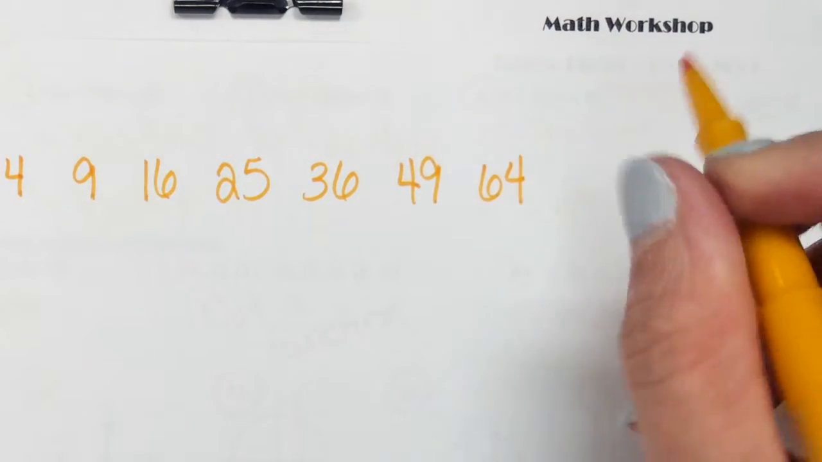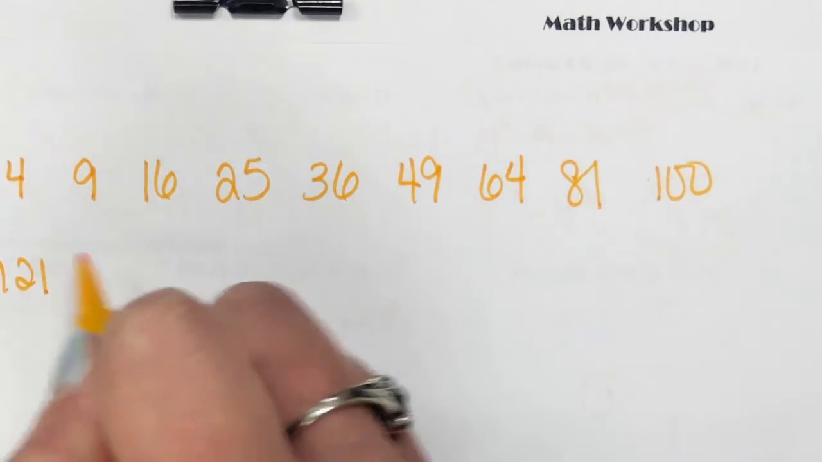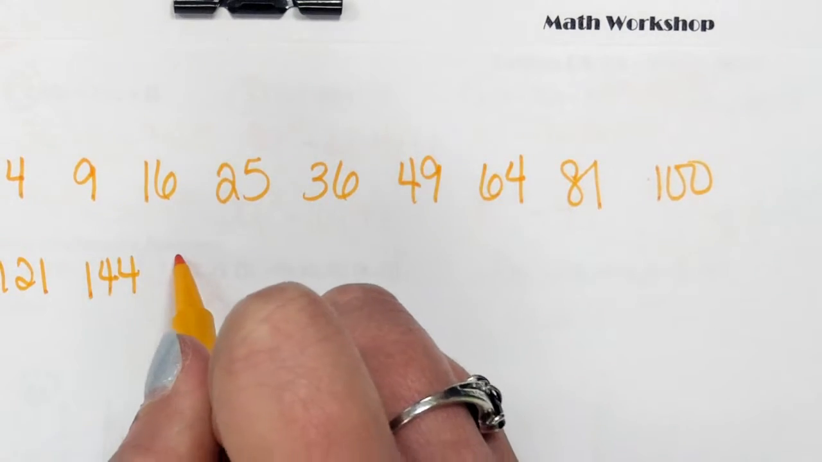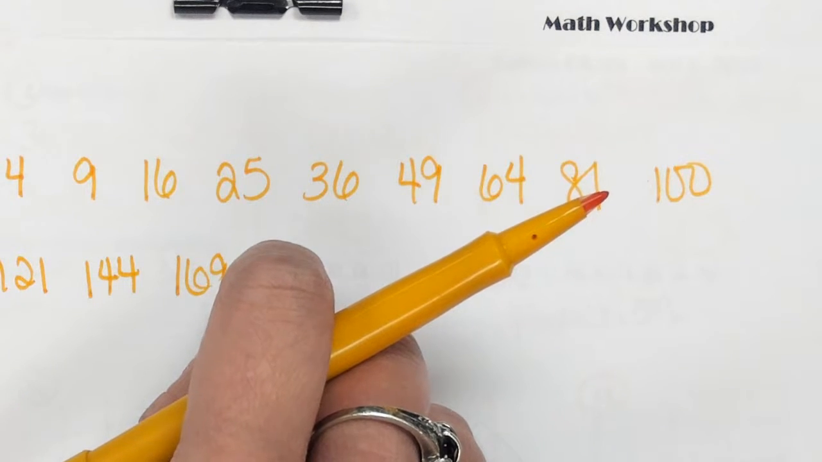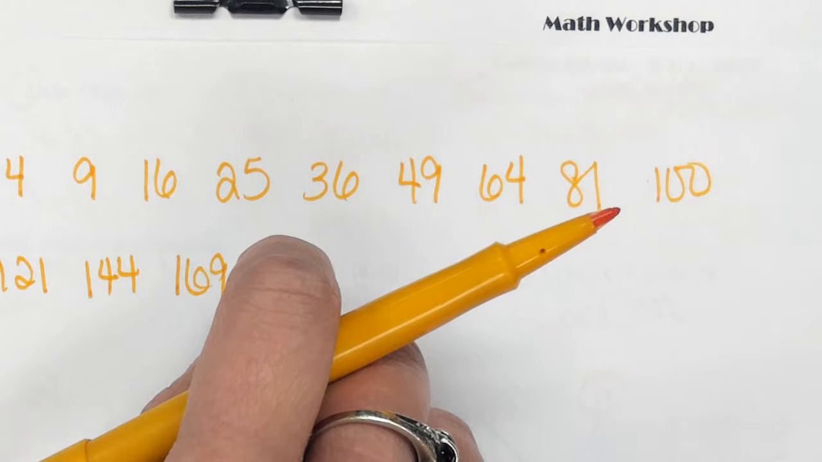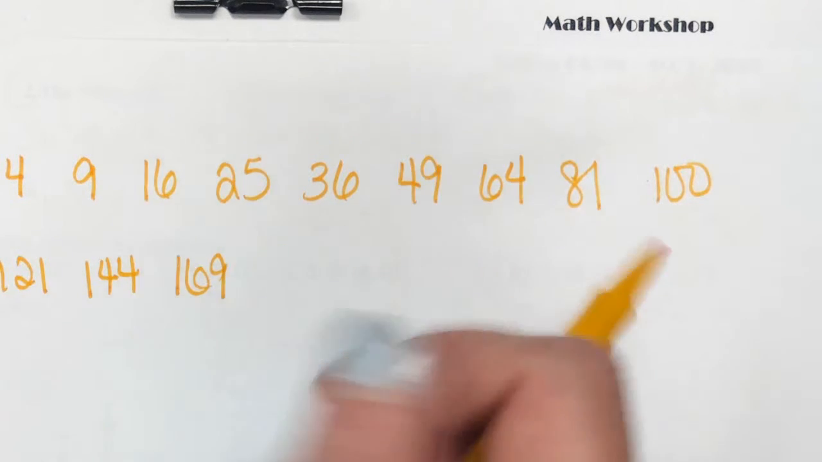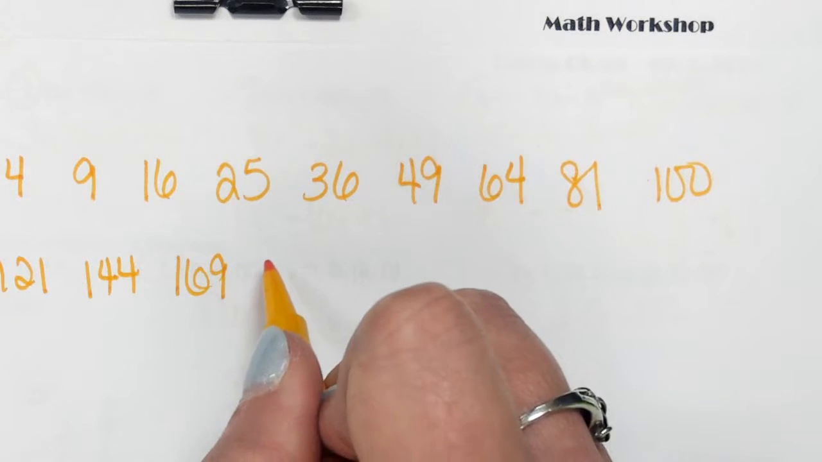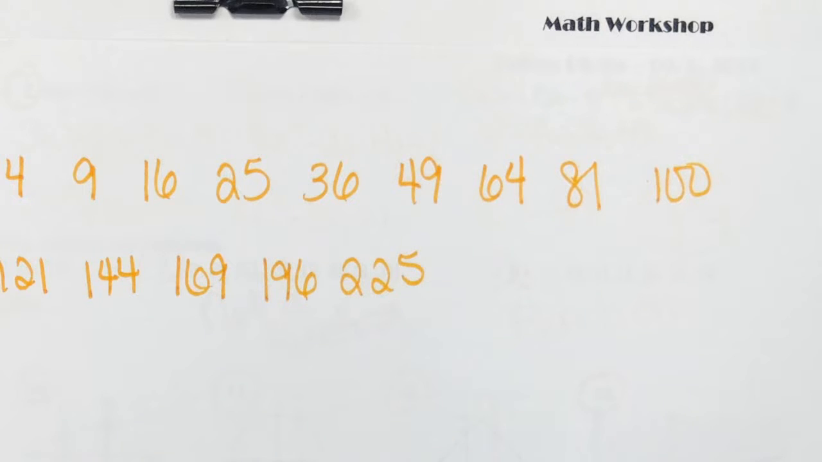64. Come on, let's go. 64. 81. Yeah, keep going. 144, yep. 169, 196. Alright, what's the next one after that? Yeah? Okay, it's not that I don't want you to say it, but you know.